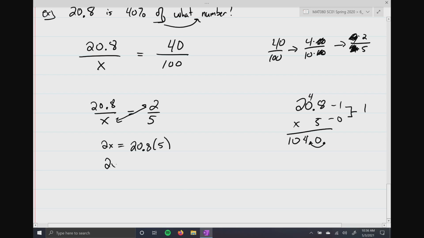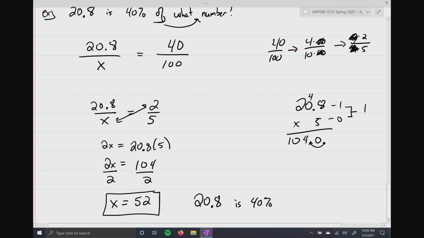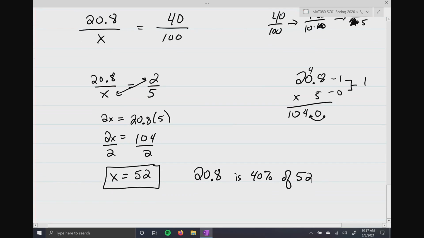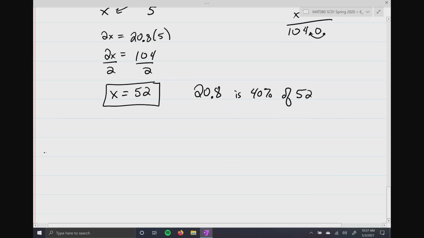So that gives me 2x equals 104. My last move, divide both sides by the number in front of the variable, which is a 2, to give me 52. So 20.8 is 40% of 52. How are we looking so far, everyone? Pretty good? All right, let's do one where we have to actually find the percent, okay? We haven't done one of those yet.